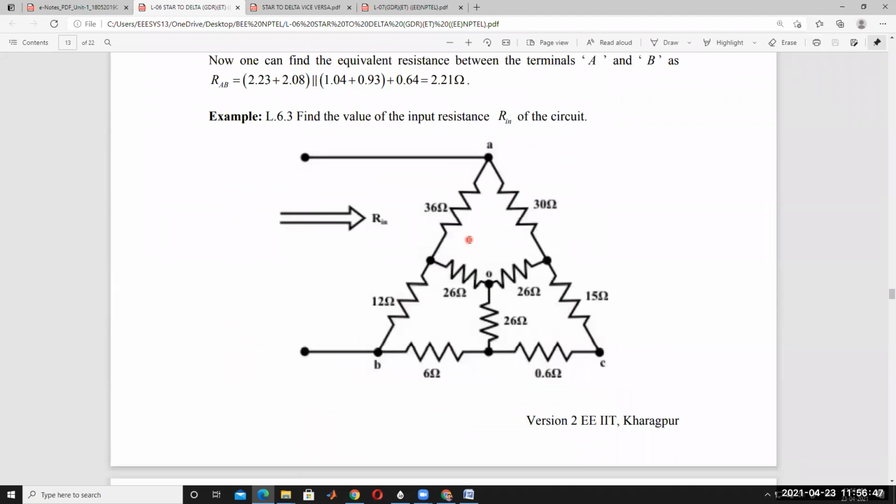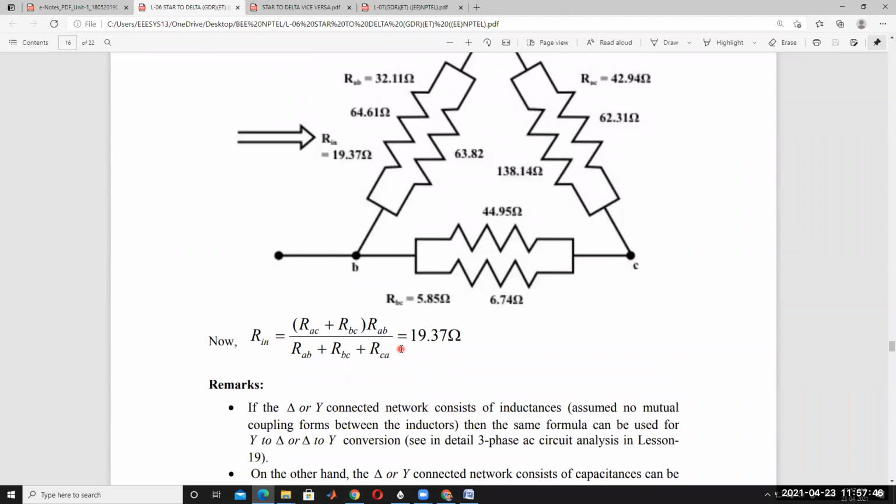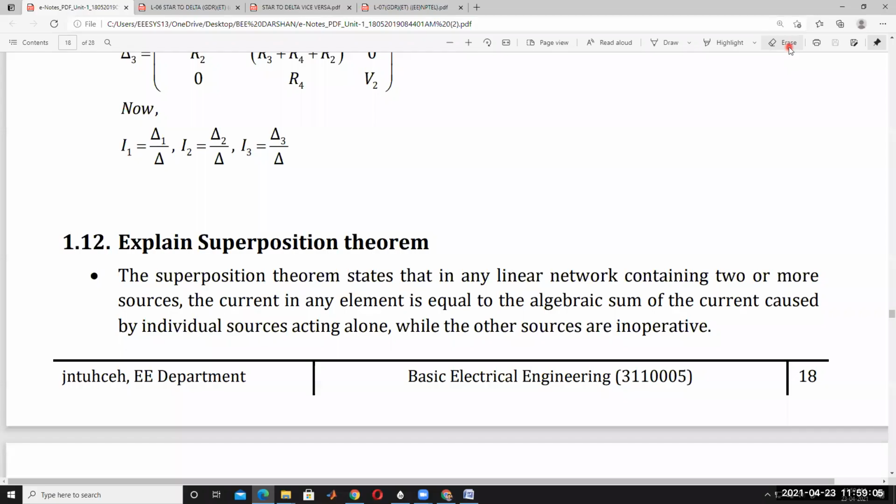And then similarly, find the value of input resistance between these two. For this problem also, find the input resistance. Okay, this is called a star network. Convert star to delta and delta to star using transformation techniques and find the input resistance. So for this question, the input resistance is nothing but 19.37. Okay, all of you do this. This is for star to delta and delta to star transformation techniques.